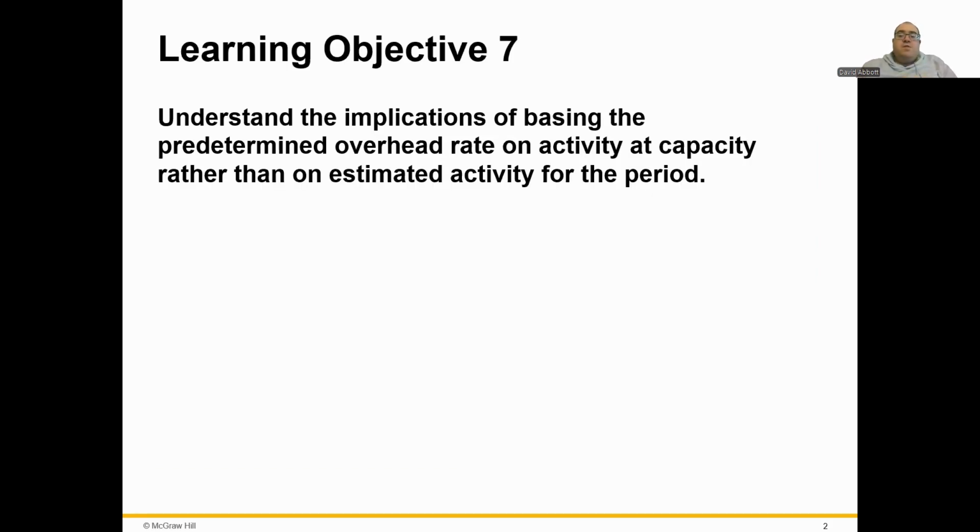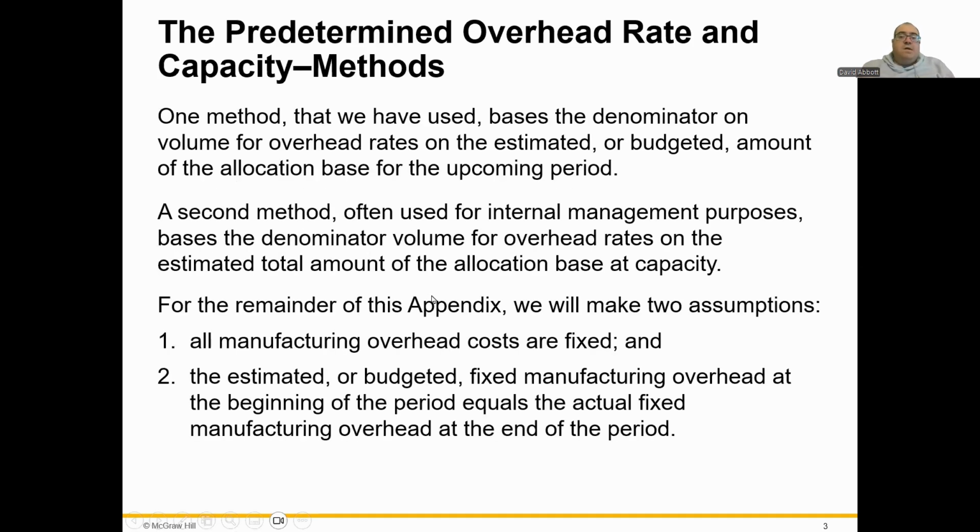So what we'll be doing is understanding the implications of basing the predetermined overhead rate on activity at capacity rather than at the estimated level of activity. So what that means is sometimes we base it upon our capacity that we have in our manufacturing instead of the actual amount that we think that we're going to produce, and what the impact of that is. And that's what we're looking at now. So predetermined overhead rate and capacity methods.